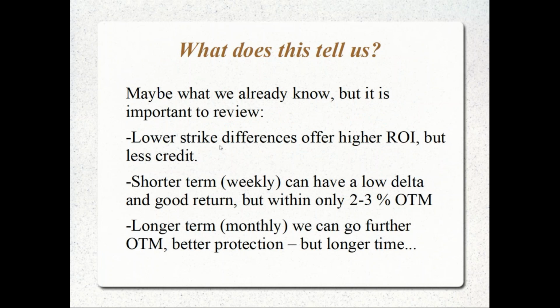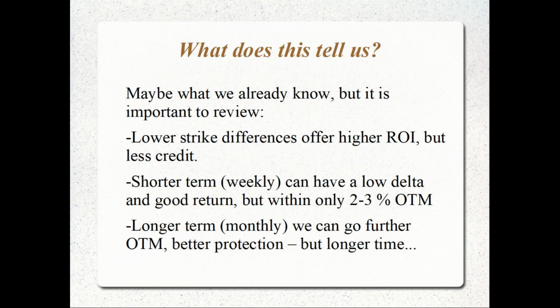Shorter term weeklies can have a low delta and a good return, but you're probably only focusing on 2 or 3% out of the money on a credit spread, or 2 to 3% in the money with a short option on a debit spread. What does that mean? Well, it simply implies that the stock can only fall 2 or 3% in a 4 or 5 day period, assuming all things stay normal and there's no surprises, no announcements, nothing happens geopolitically or globally. You only have a 2 to 3% cushion with the shorter term 5 day out, maybe 9 day out trades.